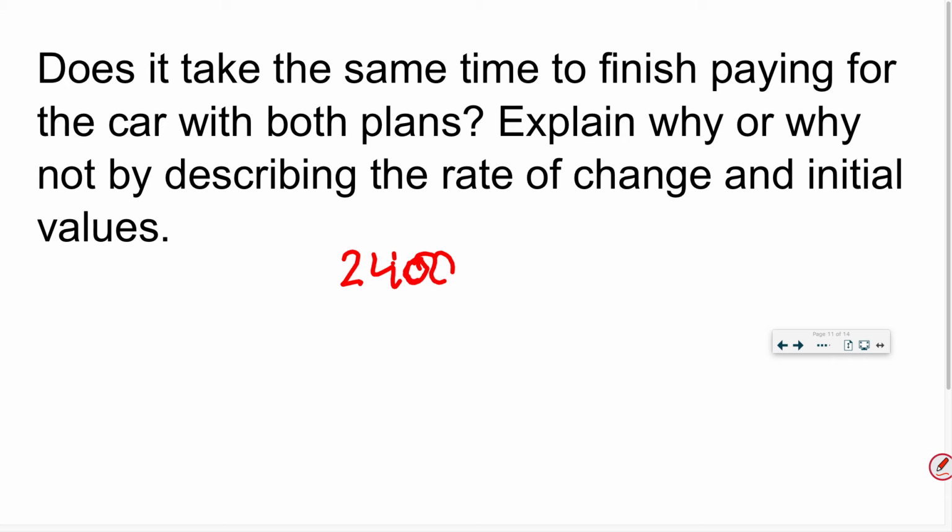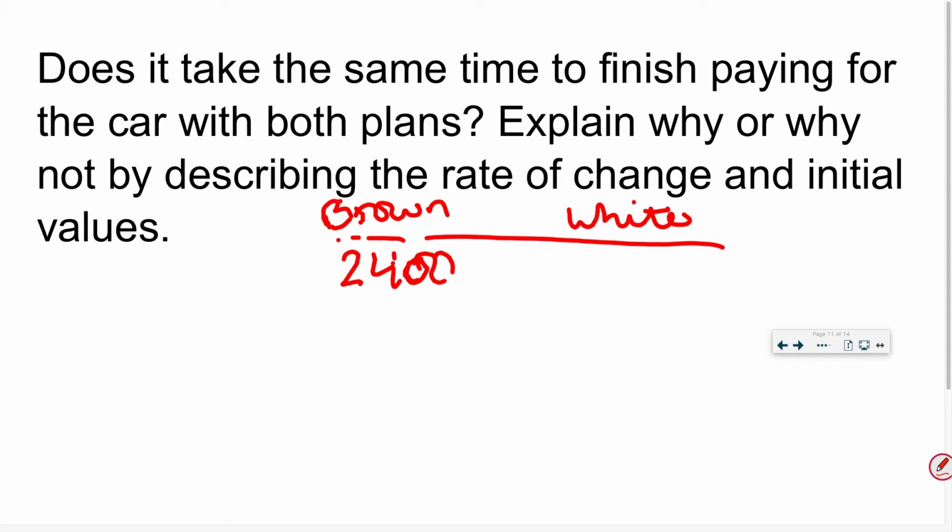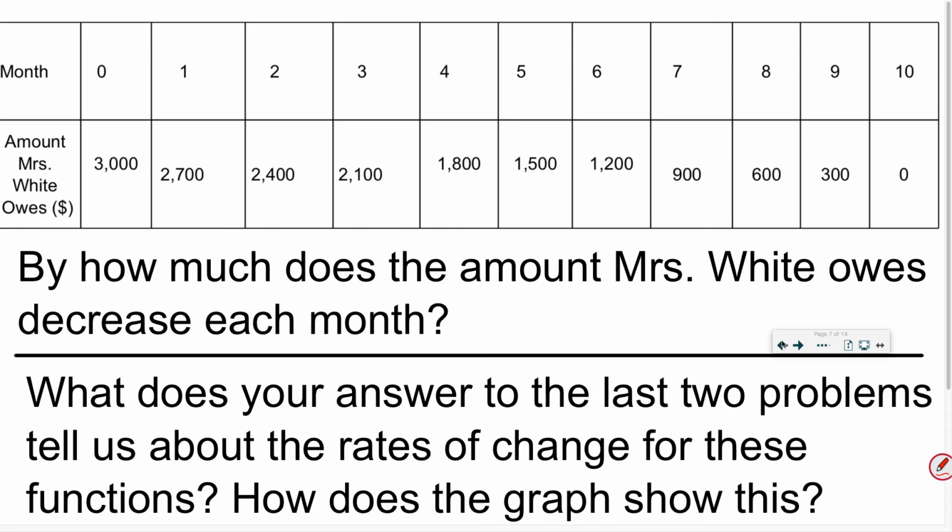What's the key here? So you know that Mr. Brown's car was cheaper to begin with, but what else matters in terms of who's paying it off faster? Right, because here's the thing. Let's say Mr. Brown, his car is cheaper, right? But what if Mrs. White paid back $1,000 a month? Who would pay their car off faster? Now the key is that his car was cheaper to begin with, but what happens with the amount that they're paying back? Go back to the graph and look at it. What do you notice about the graph?